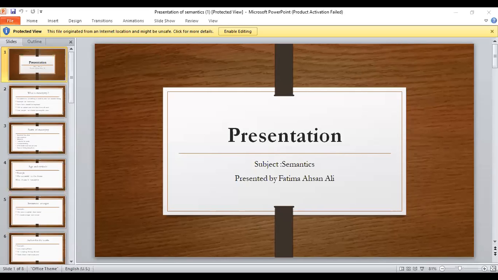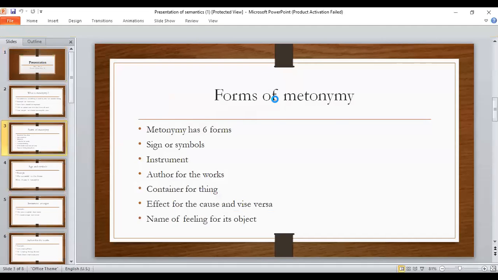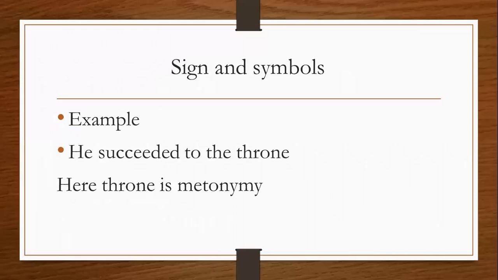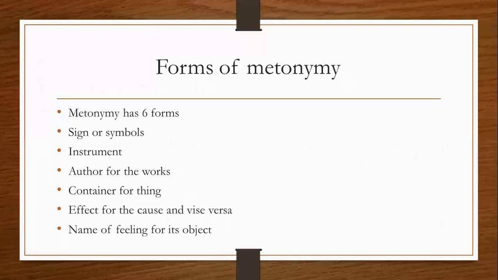For example, sir, I'm giving an example. Basically, in metonymy, "gray hairs should be respected." Gray hairs is the metonymy here, which means an old person. Old persons should be respected. Now, I'm discussing the six varieties: signs and symbols, instrument, author of the works, author for the works, container for thing, and effect for the cause and vice versa. Name of feeling for its object.